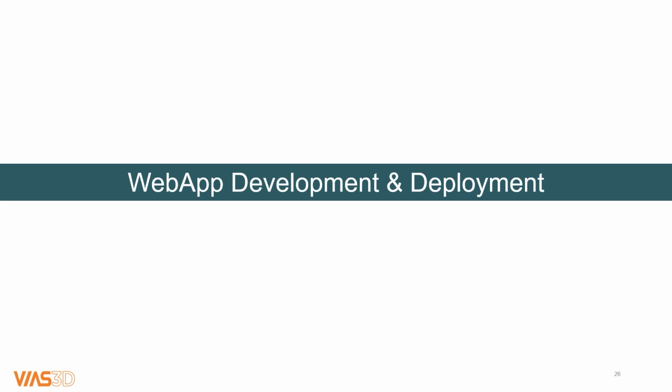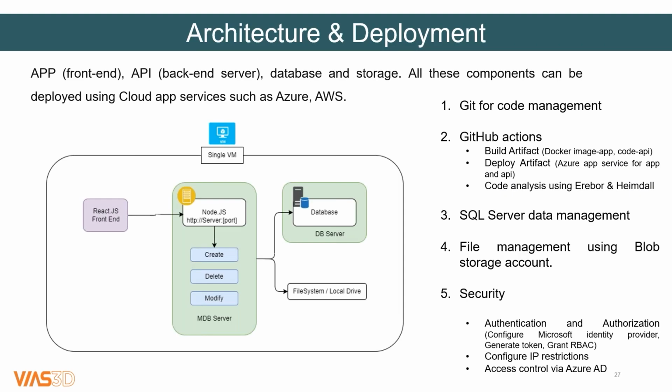Okay, moving away from Abaqus CAE a little bit, but still staying in Python, we're going to talk about web app deployment and development. So for any type of web app deployment and development, we can help set up the architecture and deployment for you. We can set up Git for the code management portion. We can set up GitHub Actions.